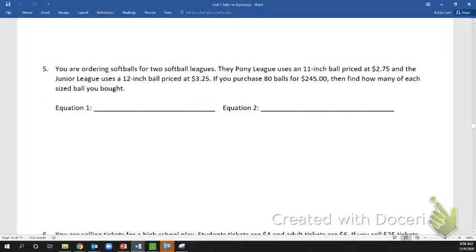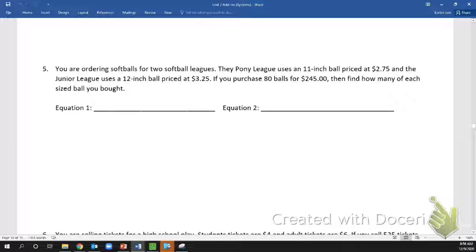I'm going to jump down here to number 5. You are ordering softballs for 2 softball leagues. The Pony League uses 11-inch balls that are priced at $2.75, and the Junior League uses the 12-inch ball that is priced at $3.25. If you purchase 80 total balls for $245, find how many of each size you need.